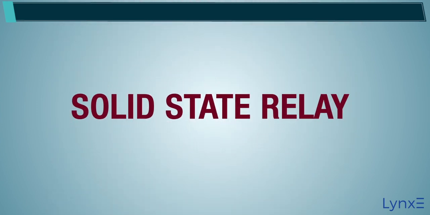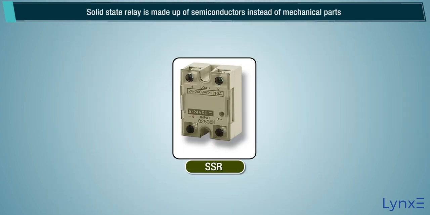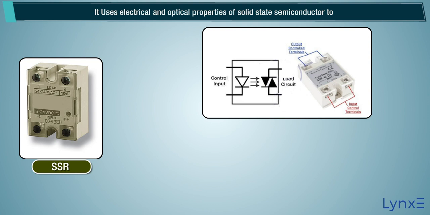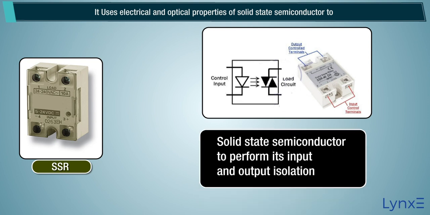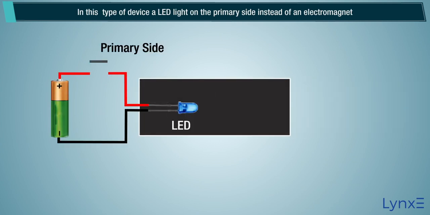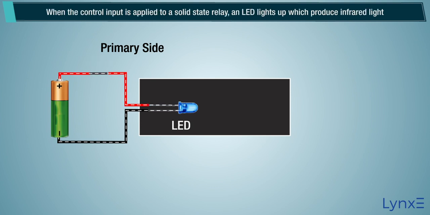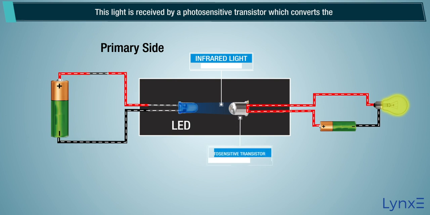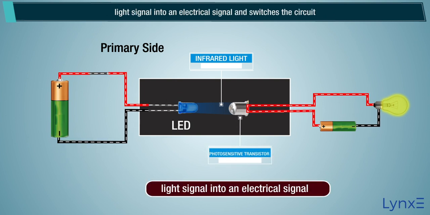Solid-state relay, SSR. A solid-state relay is made up of semiconductors instead of mechanical parts. It uses electrical and optical properties of solid-state semiconductors to perform its input and output isolation as well as switching functions. In this type of device, there is an LED light on the primary side instead of an electromagnet. When the control input is applied to a solid-state relay, the LED lights up and produces infrared light. This light is received by a photosensitive transistor, which converts the light signal into an electrical signal and switches the circuit.